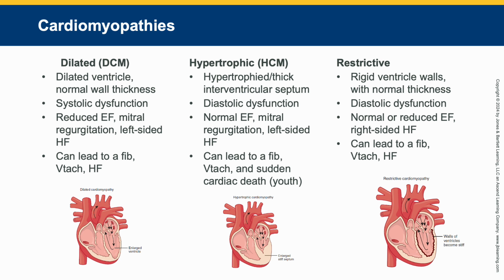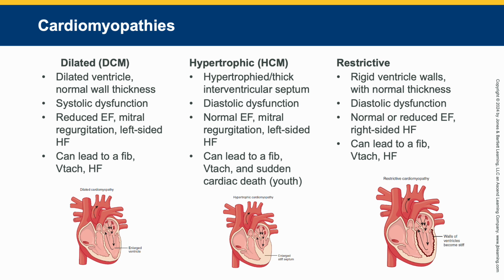Cardiomyopathy literally means disease to the heart muscle, and that leads to changes in the structure and function of the heart. And so this slide has the nuts and bolts differentiating the types of cardiomyopathies. Dilated cardiomyopathy is when the ventricle is dilated, but there's normal wall thickness. So it leads to systolic dysfunction. It has a reduced ejection fraction, or how much is being ejected from the ventricles. It also leads to mitral regurgitation and then left-sided heart failure. So you're going to see all those respiratory signs like dyspnea. You're going to hear crackles, things like that.